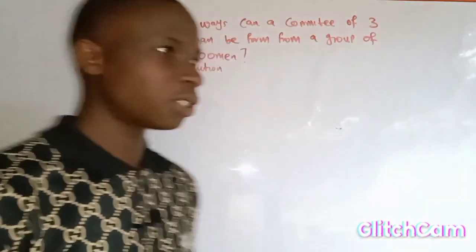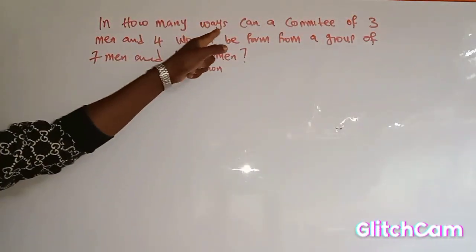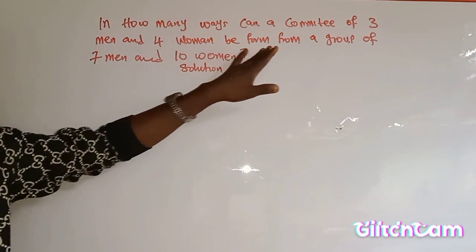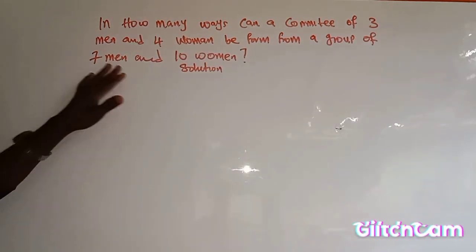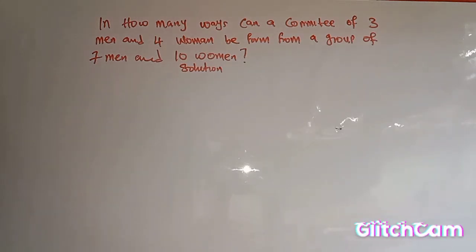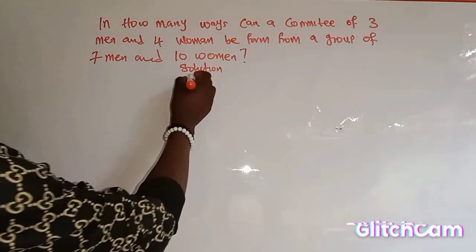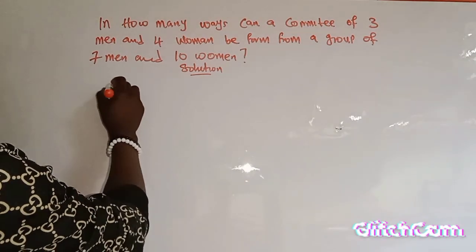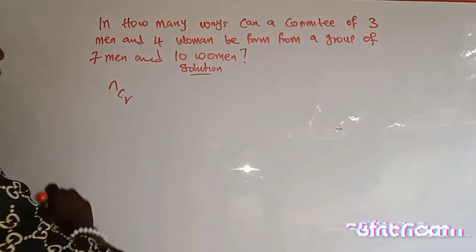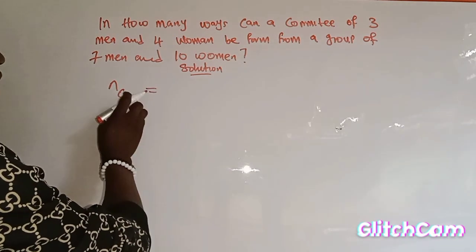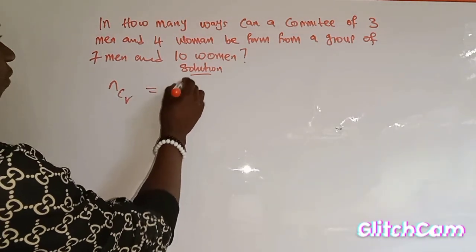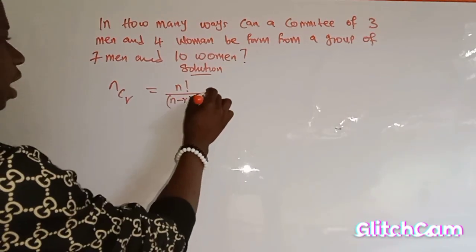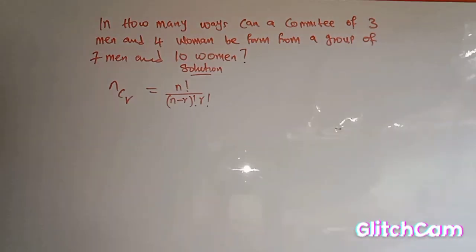So the question on the board says, in how many ways can a committee of 3 men and 4 women be formed from a group of 7 men and 10 women? So this is a combination question. In combination, the formula that we are going to use is n combination r, which can also be simplified as n factorial all over n minus r factorial r factorial. So this is the formula we are going to use.